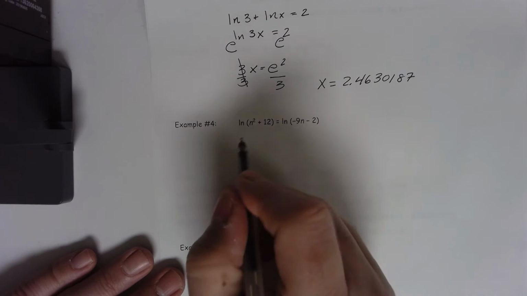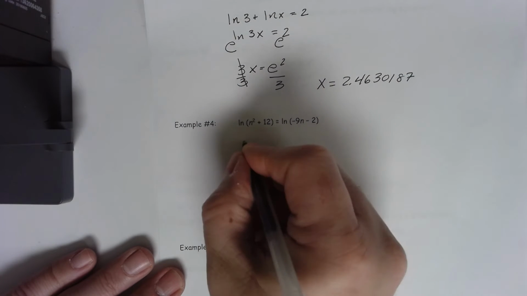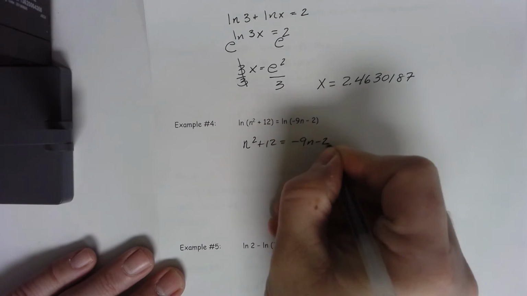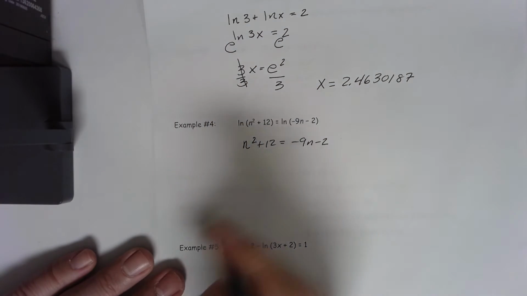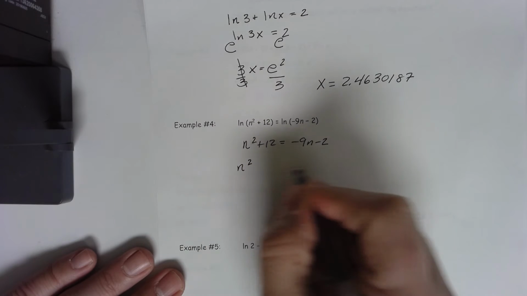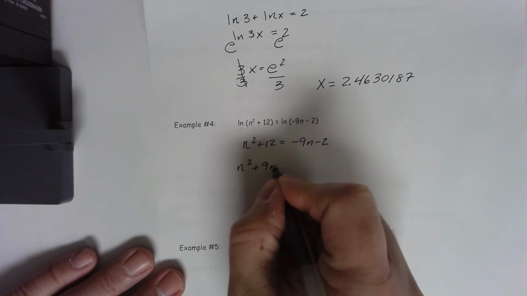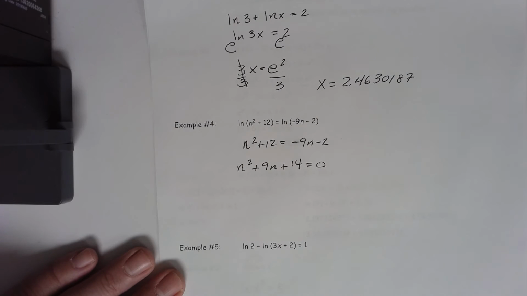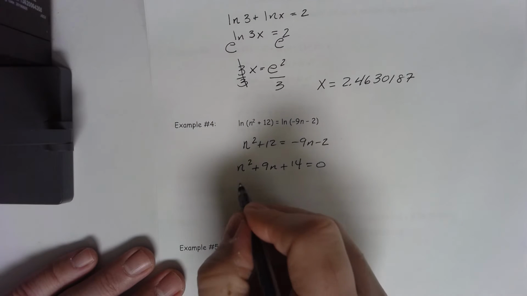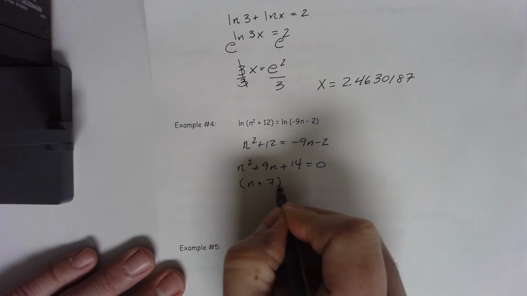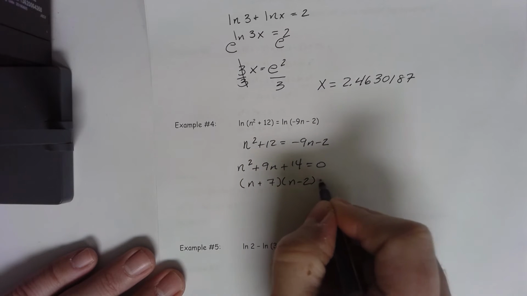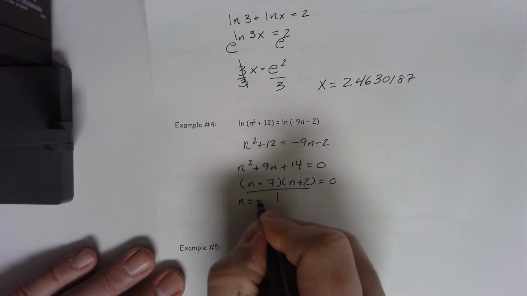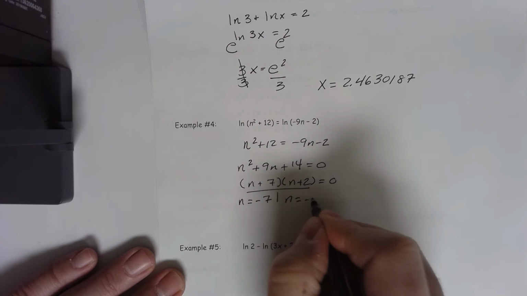Example number 4 is already set up for us. The ln's are on both sides. This is now n squared plus 12 is equal to negative 9n minus 2. Everything to this side. Why? Because I want to keep the n squared positive. So this is going to be plus 9n, and this is going to be plus 14, and that equals 0. Two numbers whose product is 14 and sum is 9 are 7 and 2. T-chart that up, and n equals negative 7, and n equals negative 2.